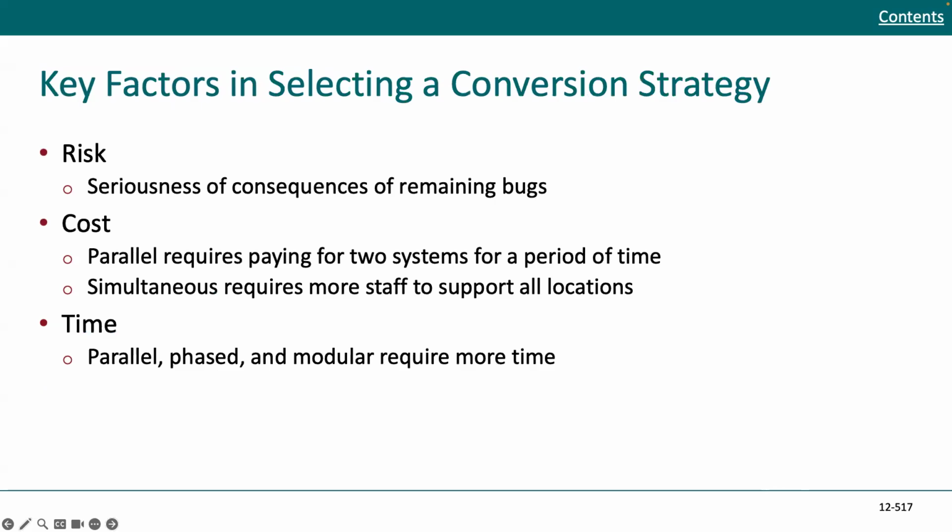What are the key factors in selecting a strategy? First is risk. You want to think of the seriousness of consequence of the remaining bugs. The cost: parallel requires paying for two systems for a period of time. Simultaneous requires more staff to support all locations. And finally, parallel, phased, and modular require more time.